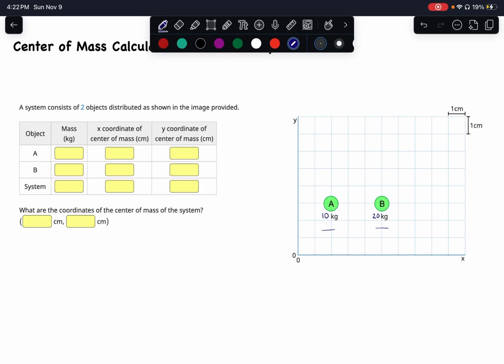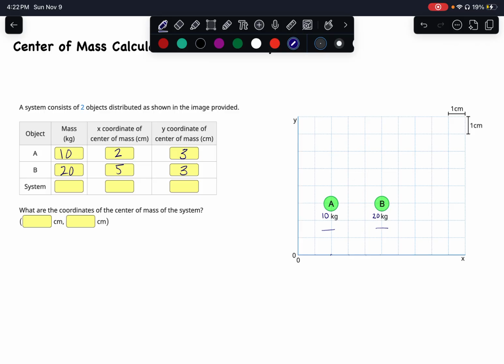So we know that for A, it is 10 kilograms, and it is located at 2 over and 3 up. So the x-coordinate is going to be 2, and the y-coordinate is going to be 3, and that's for A. And then if you look at B, the center of mass of just object B, it's 20 kilograms. The x-coordinate is at 1, 2, 3, 4, 5, and it is also at 3 up.